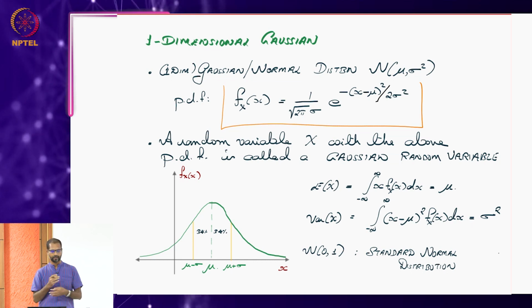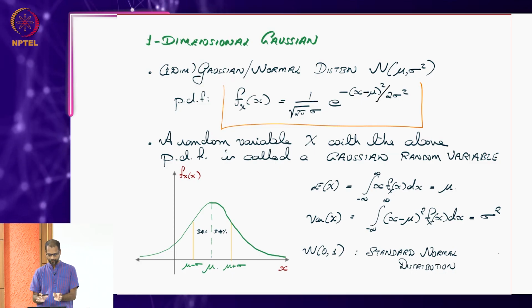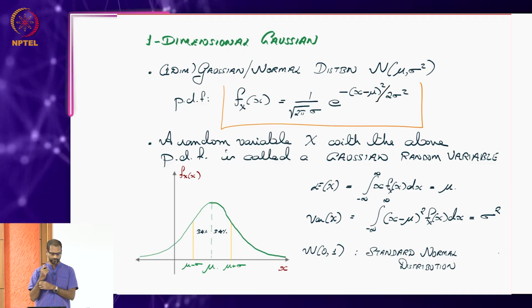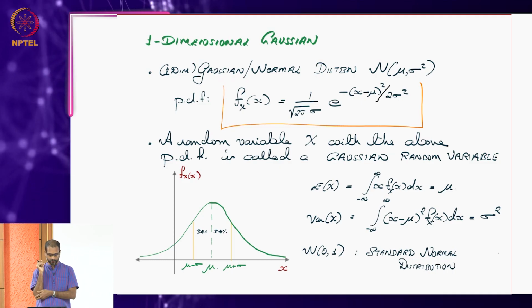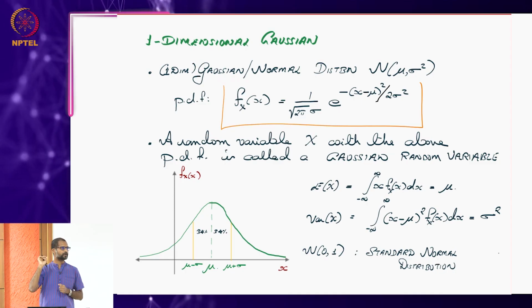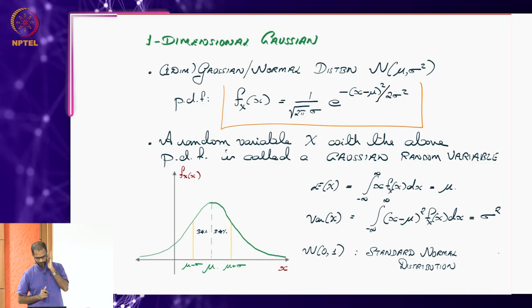This is fairly easy to study. The PDF looks a bit clumsy in the beginning, but it has very good analytic properties and so on. Anybody who hasn't seen this before? Oh, you haven't seen the Gaussian. Okay, then we should talk a bit more about that.